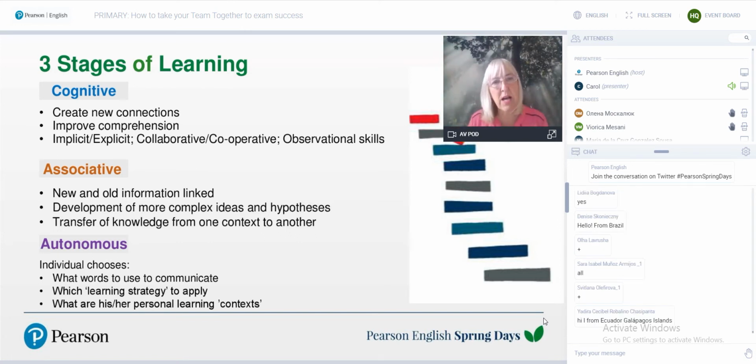It's been used and adapted by many other people since. And they were really interested, particularly in how athletes could be helped to improve their performance. But what they found was the stages they talked about are true for lots of other subjects, and language learning is particularly one of them.